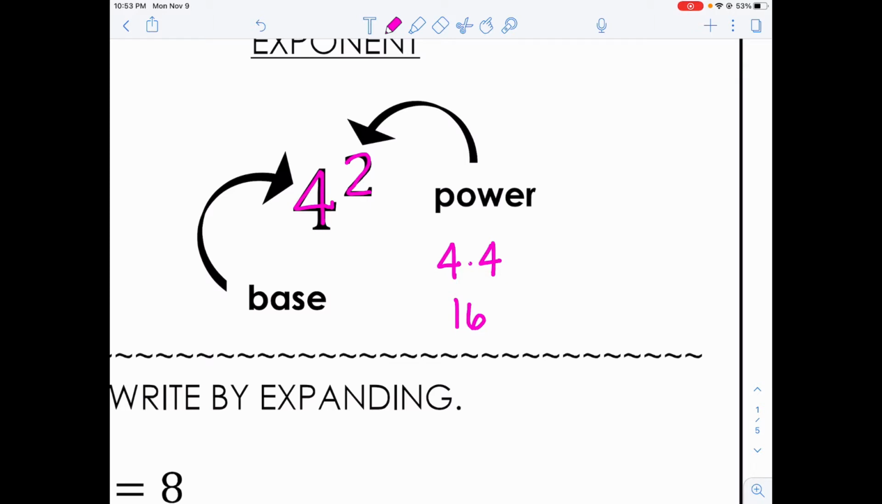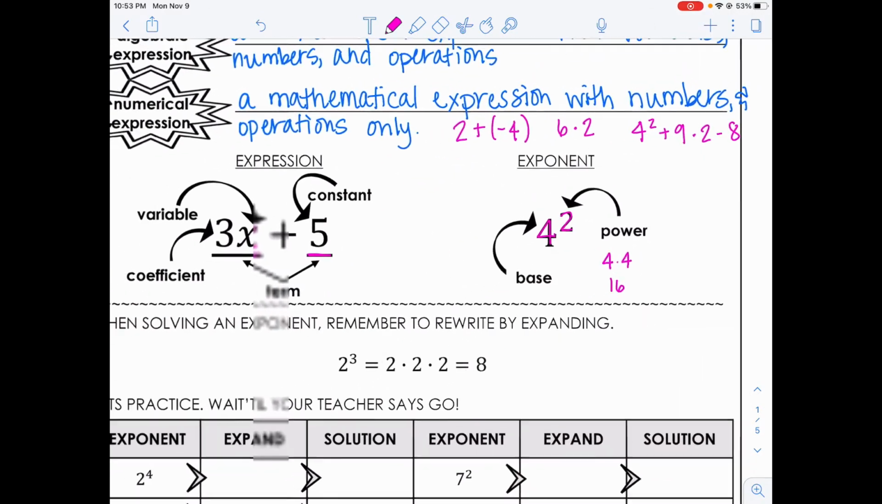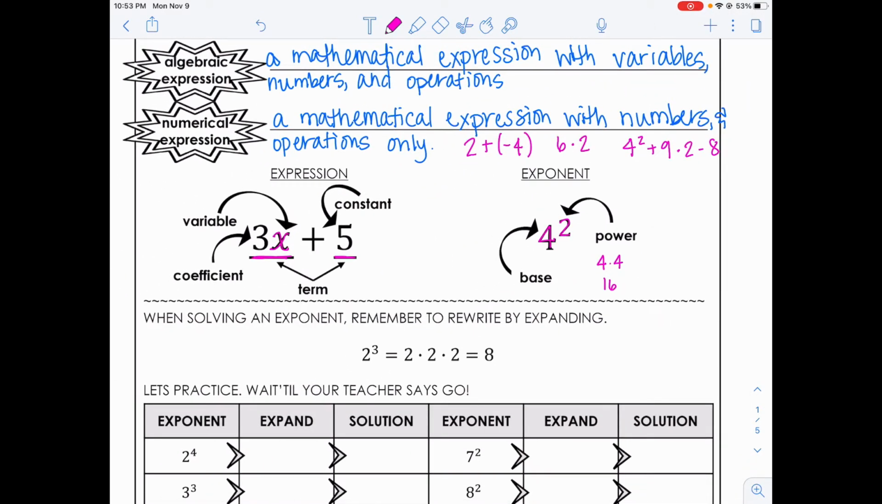If you are not great at multiplication, grab a calculator, plug it into the calculator. When solving an exponent expression, remember you can rewrite it by expanding. So 2 to the third power is 2 times 2 times 2. 2 times 2 is 4, and 4 times 2 is 8. So 2 to the third power is 8. Again, you could also plug that into your calculator. It is 2 times 2 times 2.